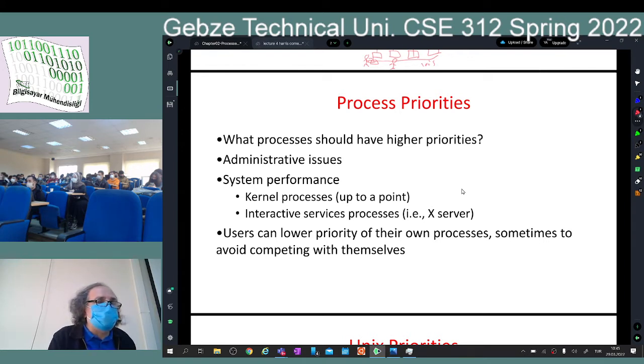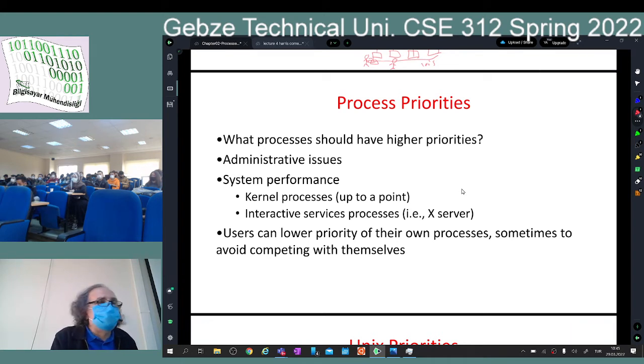If the application says that I am an interactive process, so keep its priority high, that process might be cheating, right? You don't trust the processes, so you have to kind of figure this out yourself. Unless that process is a system process. In that case, if a system process says that I am the kernel process and I am important, if something happens, you have to give me the priority.